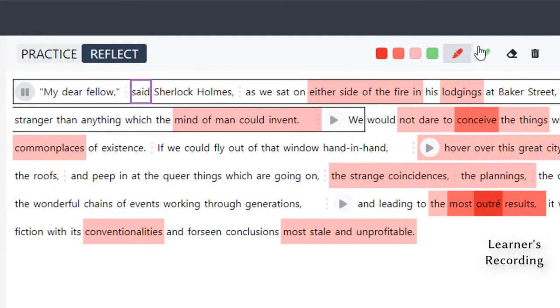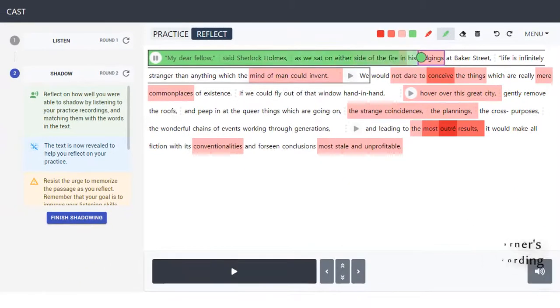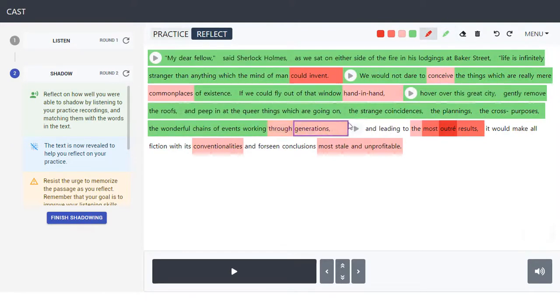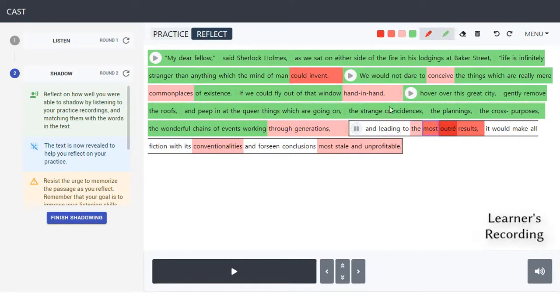"My dear fellow," said Sherlock Holmes, as we sat on either side of the fire in his lodgings at Baker Street, and leading to the most ultra results.